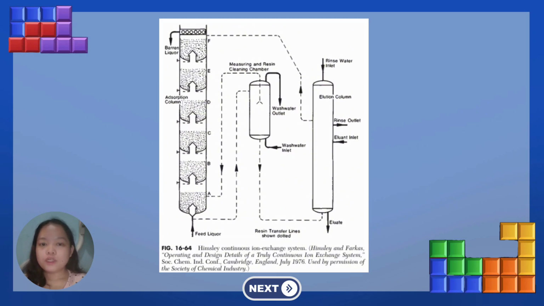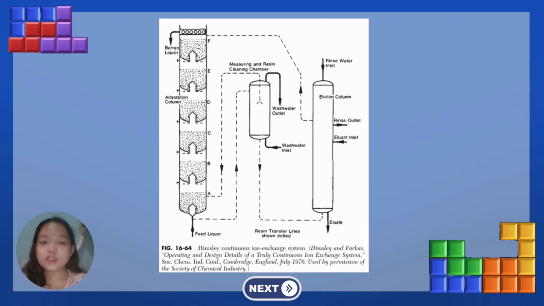Adsorption column. This is where the ion exchange happens. Makita natin na may multiple compartments, A to F, filled with resin. The feed liquor, solution with unwanted ions, enters at the bottom. As it moves upward, the resin removes ions from the solution. The treated liquid or barren liquor exits at the top.